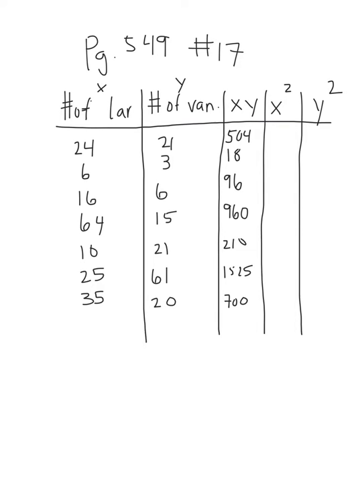X squared means that we're multiplying X by itself. So 24 times 24 is 576. 6 times 6 is 36. 16 times 16 is 256. And we can do that all the way down.